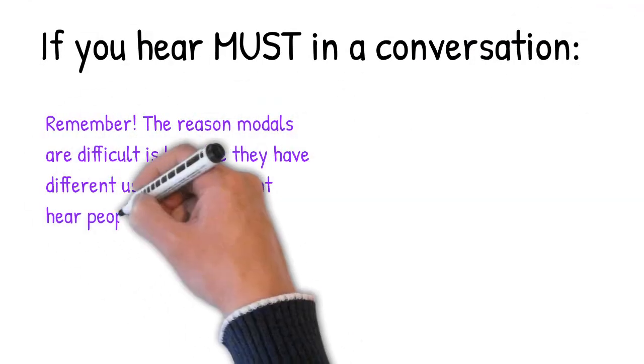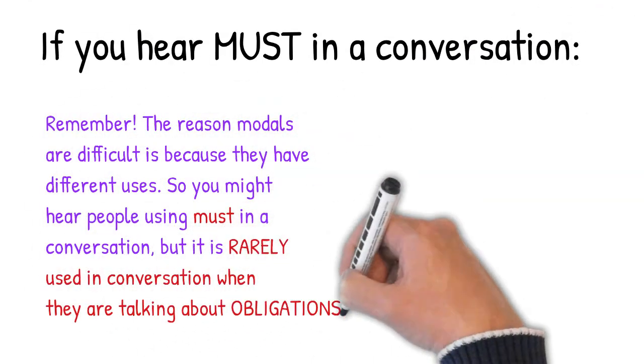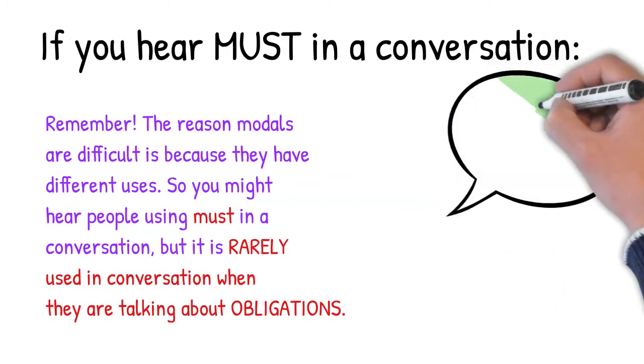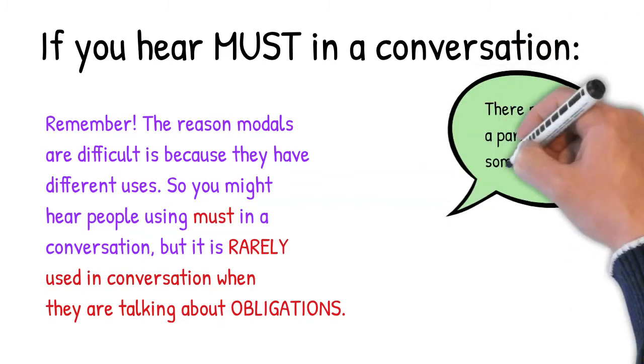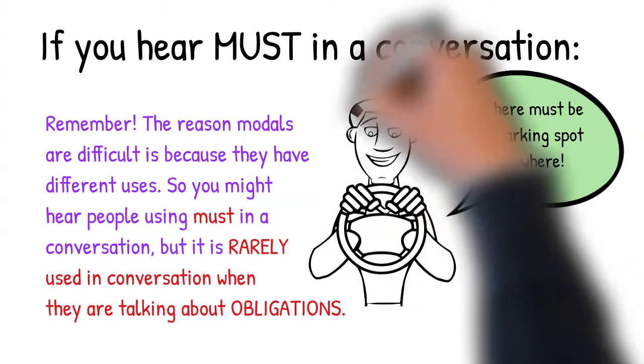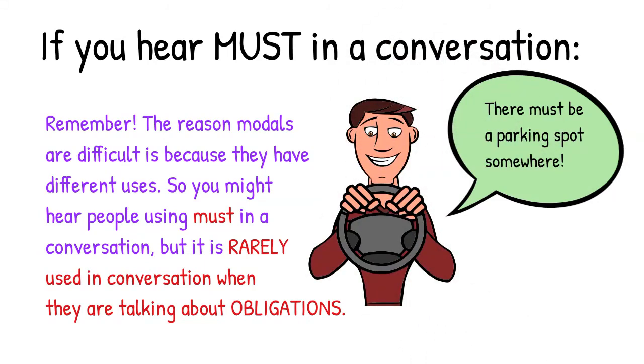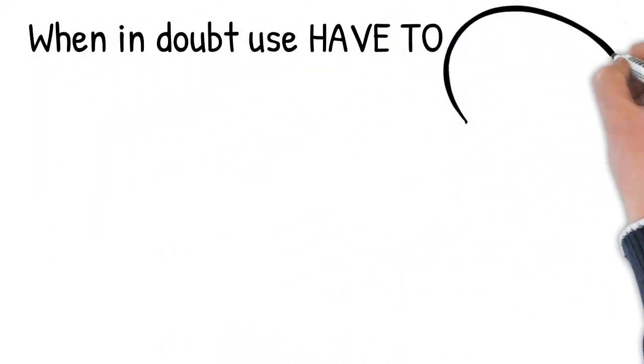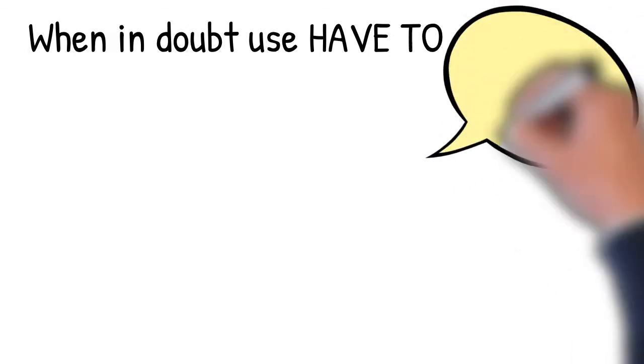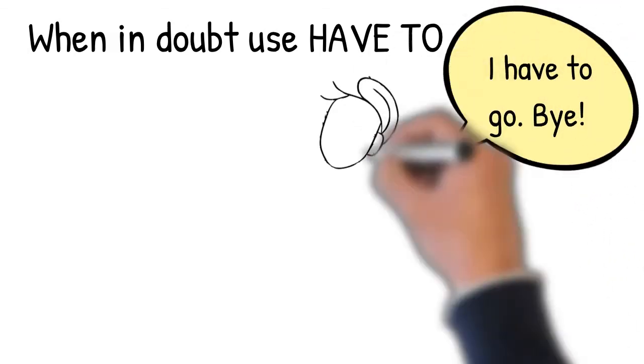But if you do hear must in a conversation, remember it might have a different meaning. So we rarely use it in conversations about obligations. But remember, that's the reason modals are difficult. It's because they have different uses. So you might hear people using must in a conversation, but it rarely has anything to do with talking about obligations. Hear the guy saying, oh, there must be a parking spot somewhere. So when in doubt, use have to, because that's what native English speakers do. So I have to go.